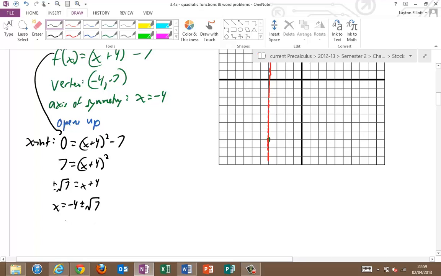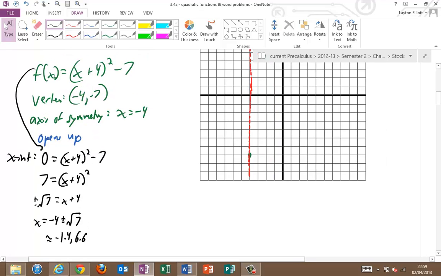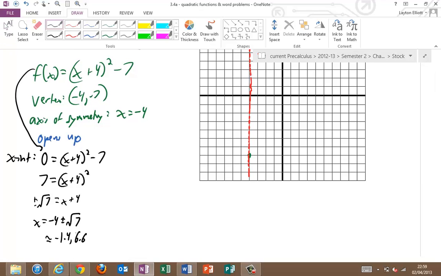If I want to plot those, I have to get the approximate values, so I plug those in a calculator. I get approximately -1.4 and -6.6. So those are two values that we can plot. So -1.4 would be somewhere like here, like -1.5 almost. And -6.6 would be 1, 2, 3, 4, 5, 6, and then somewhere like in here. Those are symmetrical about the line of symmetry, so I know I did that correctly.